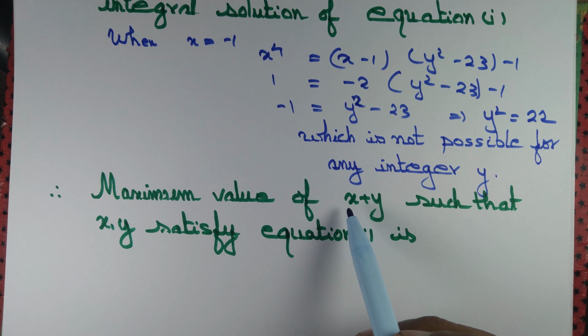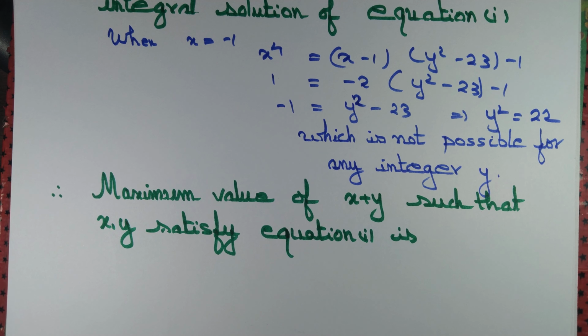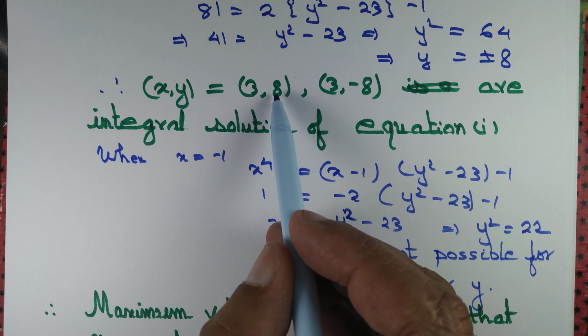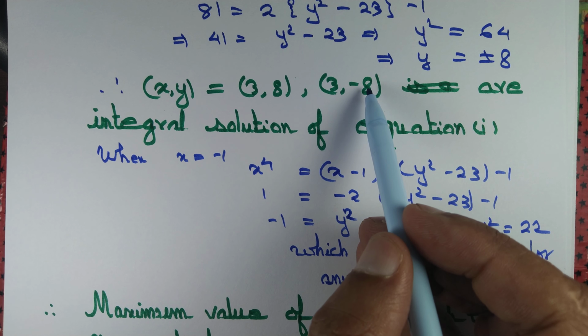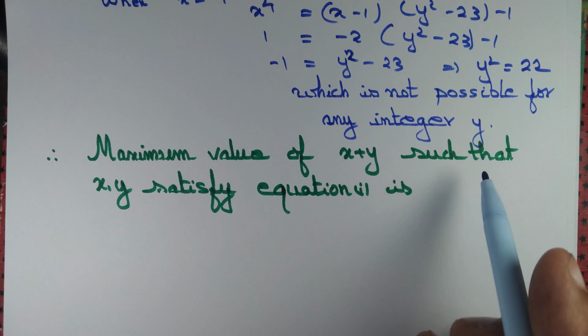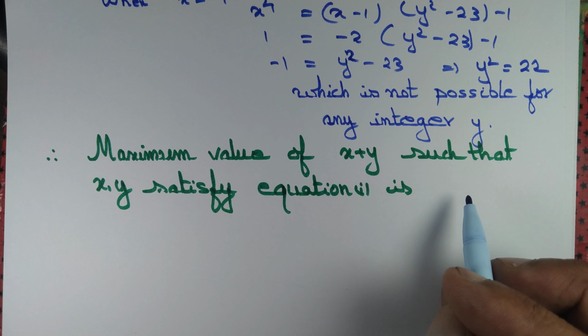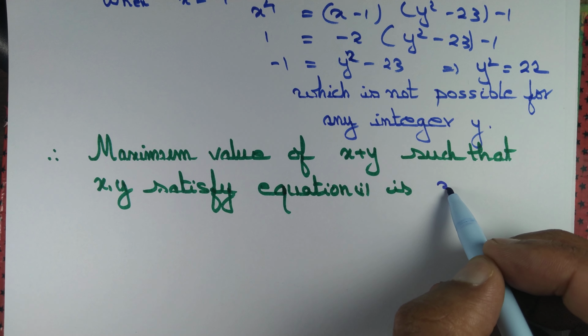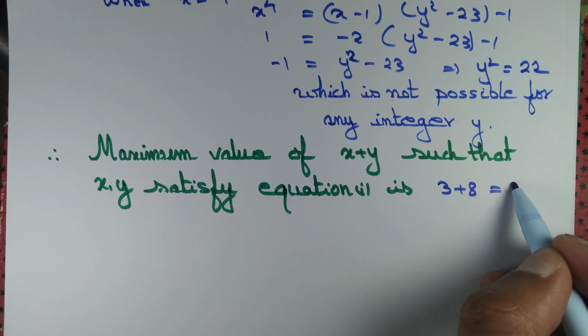Lastly, we see that for (3, 8) and (3, minus 8) being solutions, x plus y is 3 plus 8, which is 11, and 3 minus 8, which is minus 5. So the maximum value of x plus y satisfying equation 1 is 3 plus 8, and that's equal to 11.